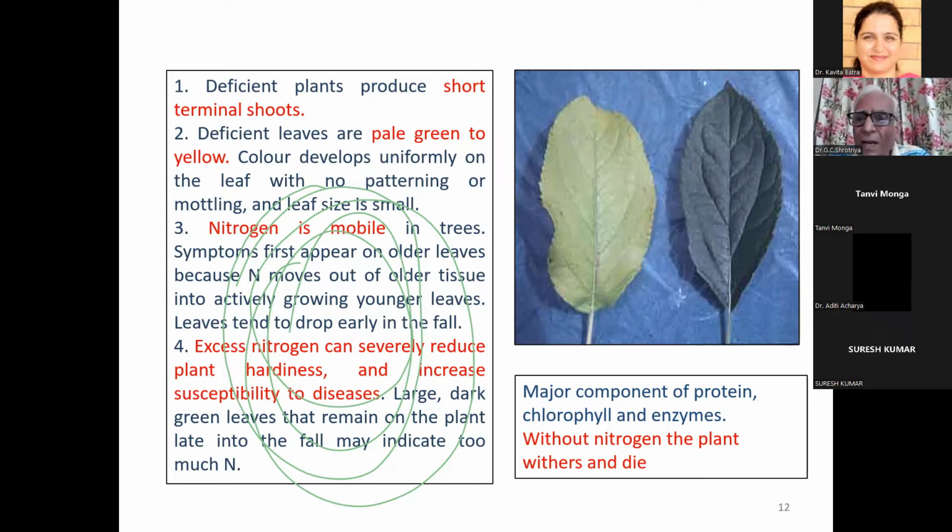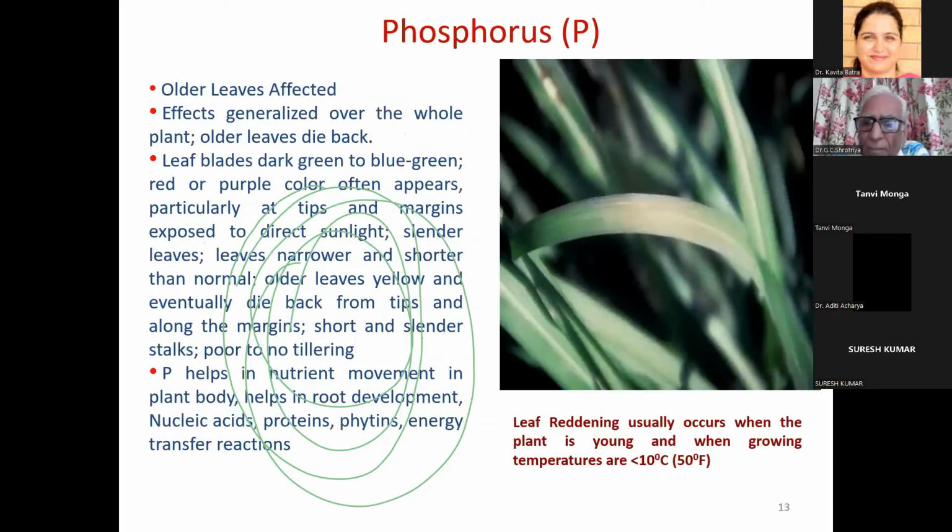So neither an excess quantity of nitrogen is required nor lesser quantities. Optimum quantities are required. What is the optimum quantity? We will talk later. But this is how the plant looks with nitrogen deficiency. Next, please.